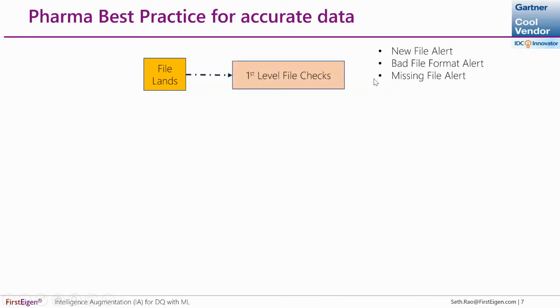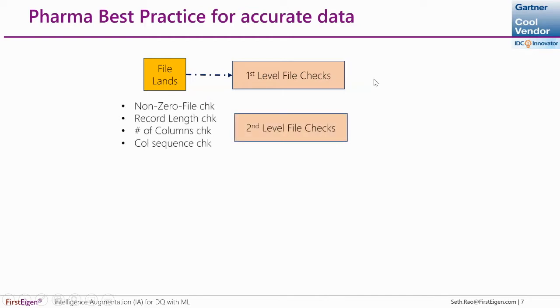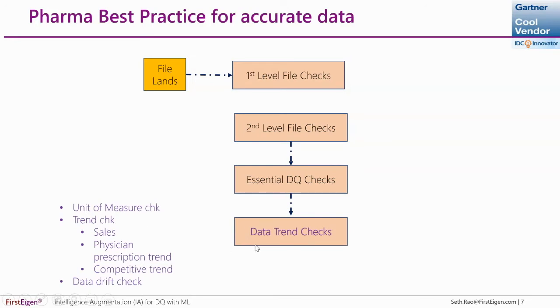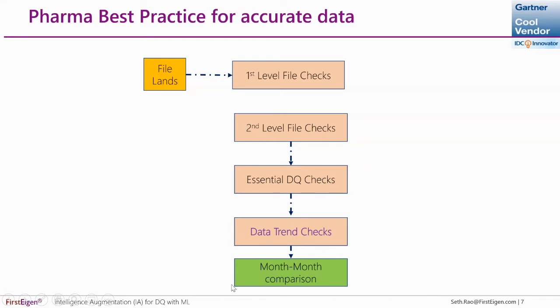Data is efficiently validated in 5 levels. At level 1 and 2, file level checks are performed. At level 3, essential data quality checks are performed. The checks are cascaded to catch the most serious errors early and increasing levels of nuanced errors thereafter. At the 4th level are the trend checks, which are of great interest to the business teams. It checks for errors in the unit of measure from different sources, unusual trends in sales or prescription activity, and more. The last and the 5th level is month-to-month comparison to spot anomalous sales behavior.